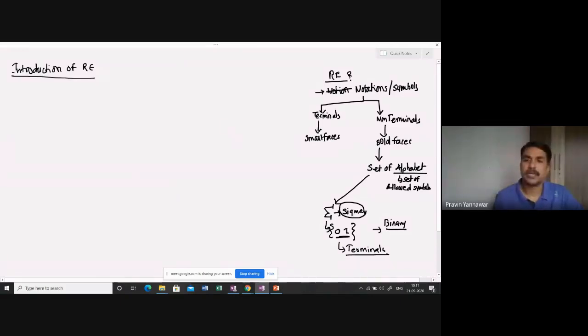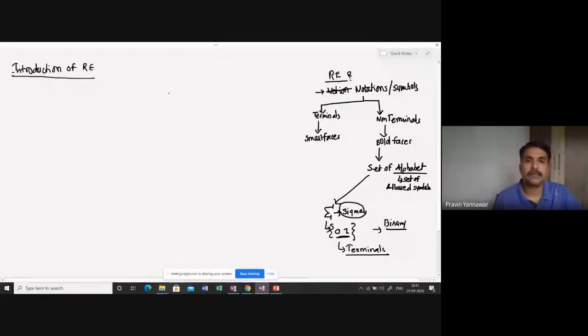So here this you need to understand. Simple regular expressions are a notation and symbols. There are two types of symbols used here: terminals and non-terminals. Terminals are referred to as small face, non-terminals are referred to as bold face. The example is sigma. Sigma is a set of alphabet, which contains 0 and 1 if you take a binary language, and this is called terminal and non-terminal symbols itself.